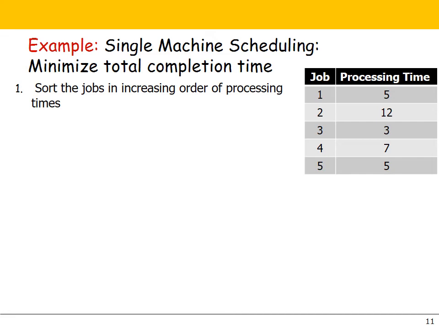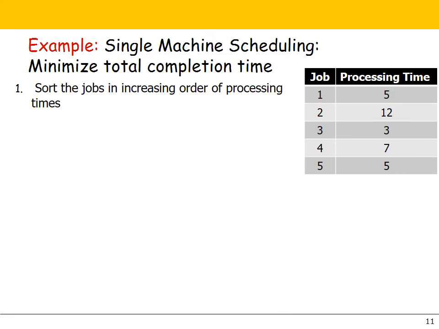So let's consider a single machine. We have one machine and we want to process 5 different jobs on this single machine. And the processing times of these jobs are given here. The processing time of job 1 is 5 minutes. Processing time of 2 is 12 minutes, and etc. We are given this information.